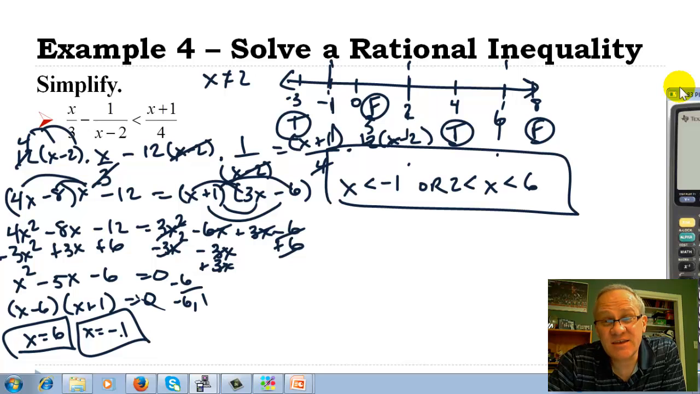So that's it. Solving rational equations, solving inequalities. Basically, the whole goal is you're trying to get rid of the fraction and then solve what's left over, is basically it.